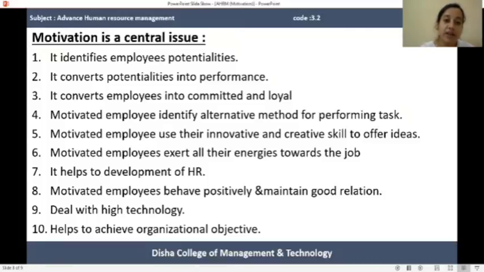Next one, it converts the employees into committed and loyal.